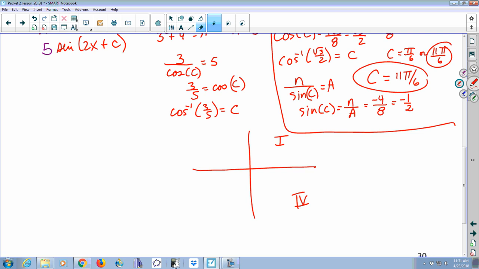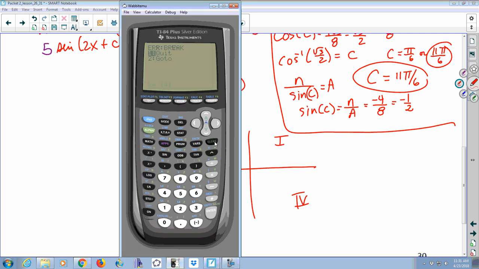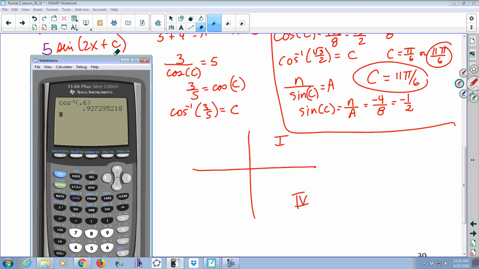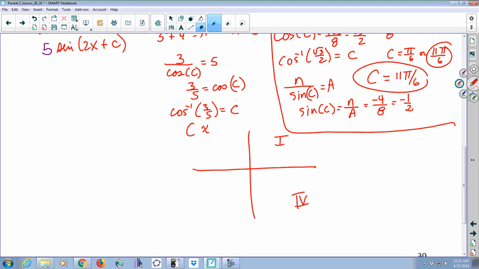So we pull out our calculators and let's see what we get. All right, cosine inverse of 3/5. 3/5 is the same as 0.6. And we get roughly 0.9272, or 0.927. I'll just go with 3 places. So C is roughly 0.927. All right.